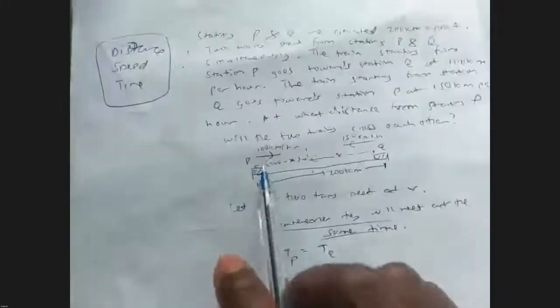Time is not known, but now here we can say, let the distance, you can choose, the question is asking at what distance from P? So let the distance from P be x. If they have met here, and the distance from P is x, that means the distance from Q to the point where they meet will be 200 minus x.